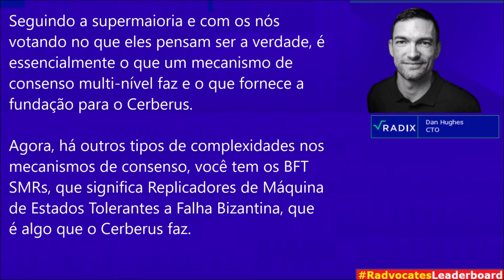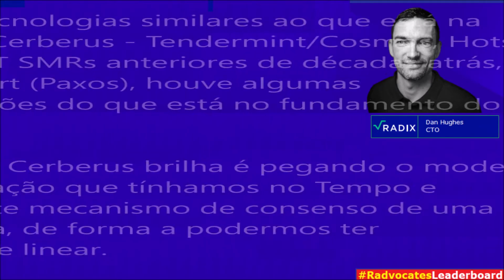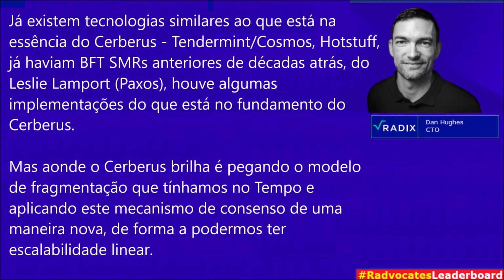Now, there are some other intricacies around consensus mechanisms. You've got BFT SMRs, which stands for Byzantine fault-tolerant state machine replicators, which is something that Cerberus does. There are similar technologies to what is at the core of Cerberus already: Tendermint, Cosmos, HotStuff. There are previous BFT SMRs from decades ago, Lamport, Paxos. There are quite a few implementations of what is at the core of Cerberus, but where Cerberus shines is by taking the sharding model that we had in Tempo and applying that consensus mechanism in a novel way so that we can scale it linearly.